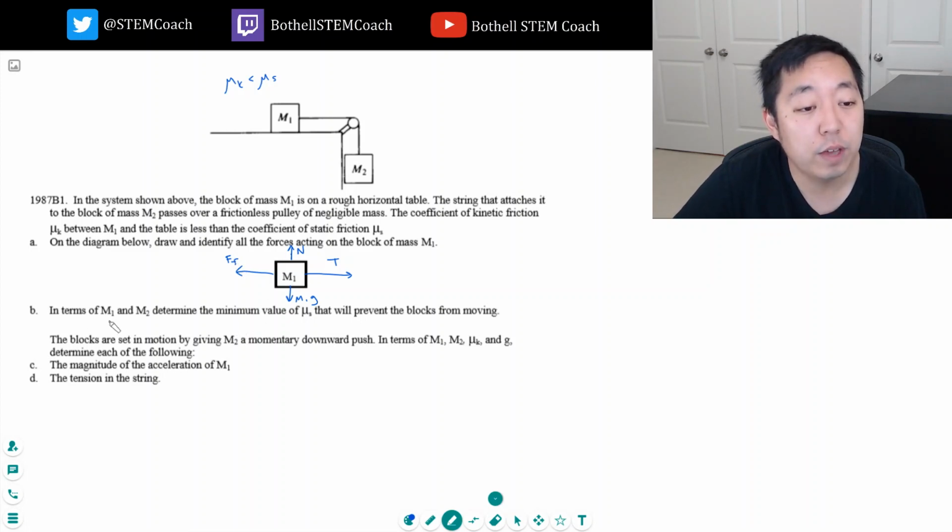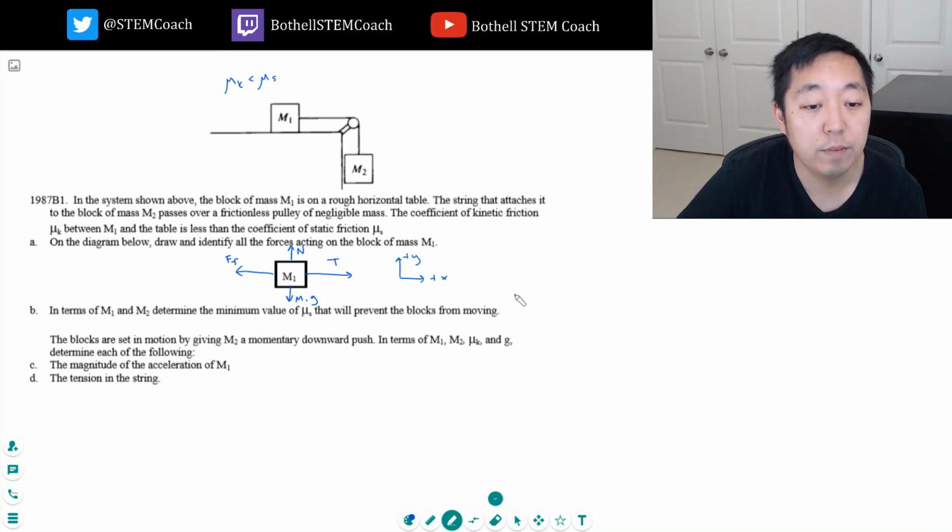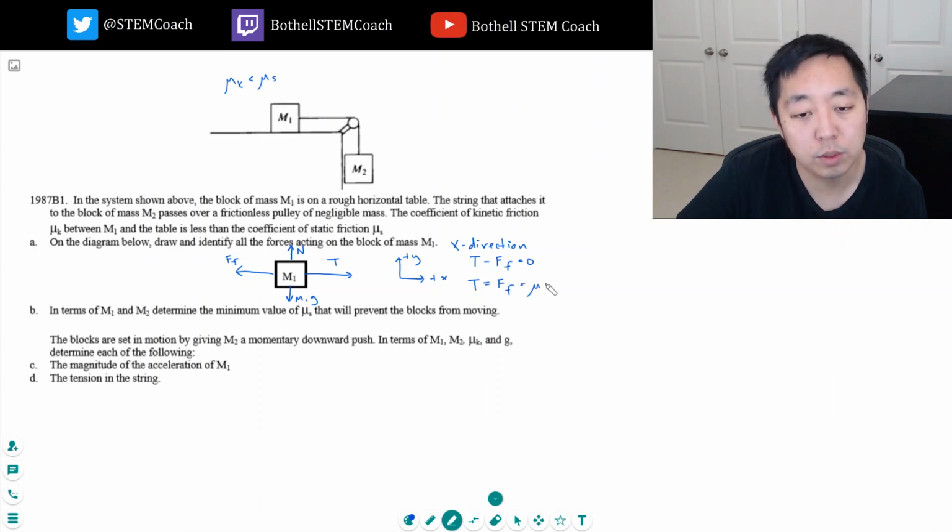In terms of M1 and M2, determine the minimum value of mu s that will prevent the block from moving. To prevent the block from moving, the net force on it has to be zero. We'll say this is the positive x direction and this is the positive y direction. My net force equation in the x direction is T, which is positive, minus the force of friction has to equal zero. So T has to equal the force of friction, which is mu times the normal force.